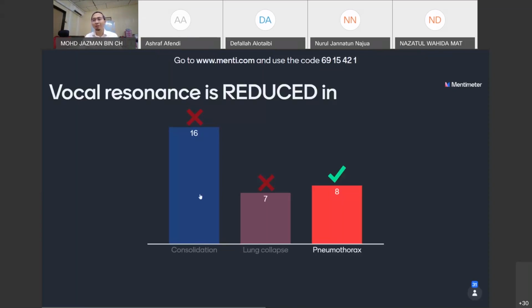So if you have consolidation or lung collapse, you will have increased vocal resonance. Why? The lung is filled with something else other than air. In consolidation, it can be pus, fluid, or blood. Whereas in lung collapse, the lung is devoid of air, so it's deflated. So it's purely lung parenchyma, lung tissue only, no air. So you will have an increased vocal resonance or vocal fremitus.